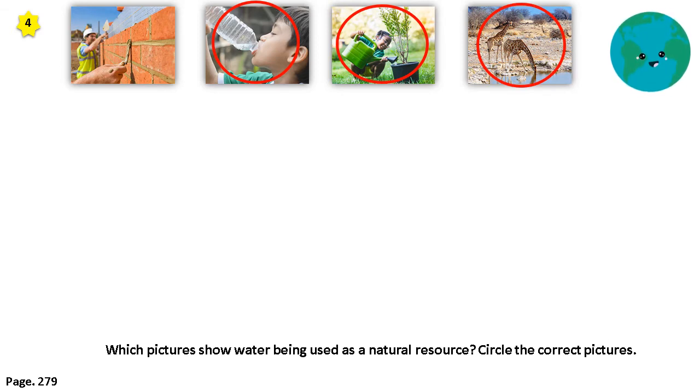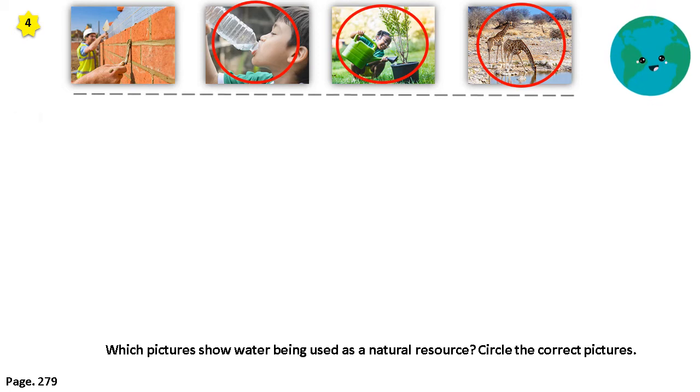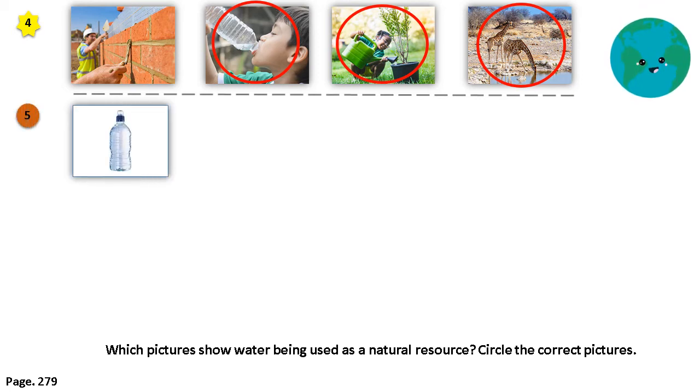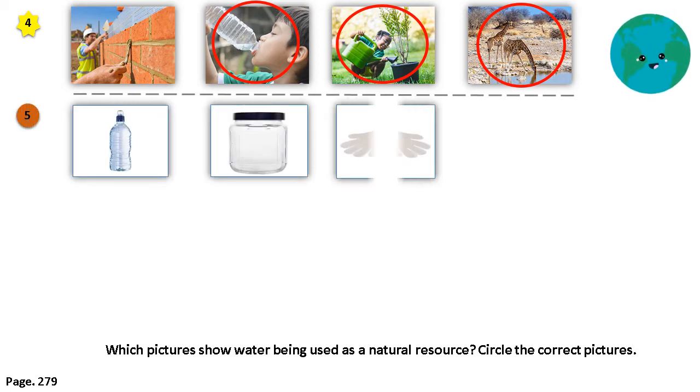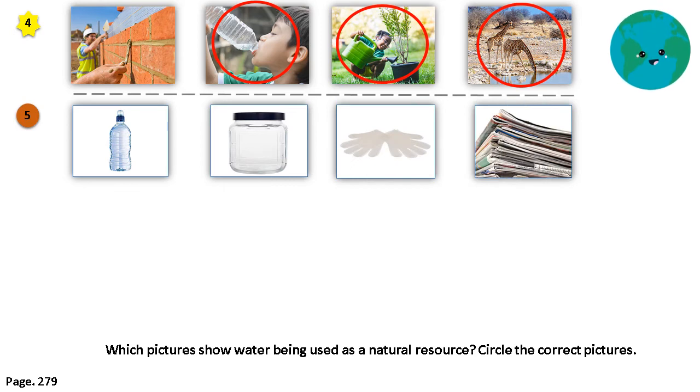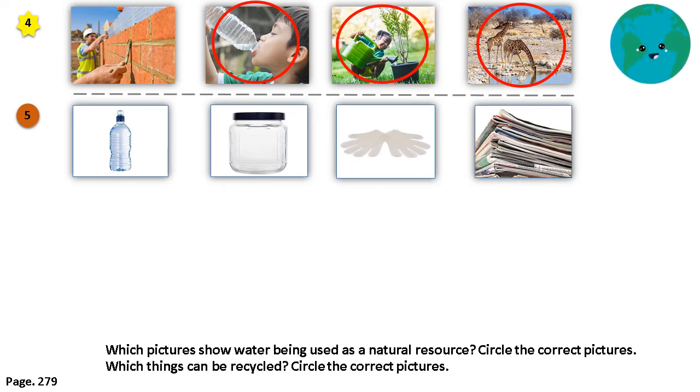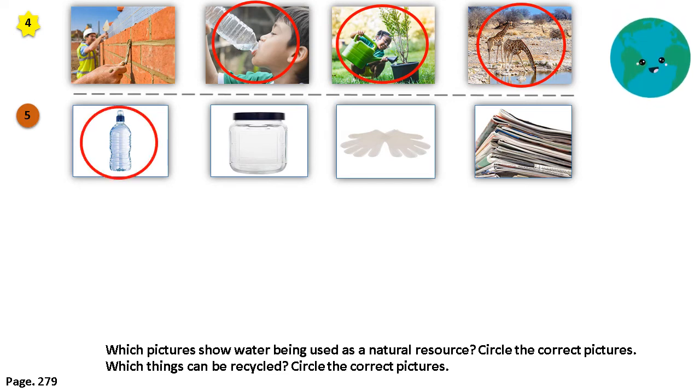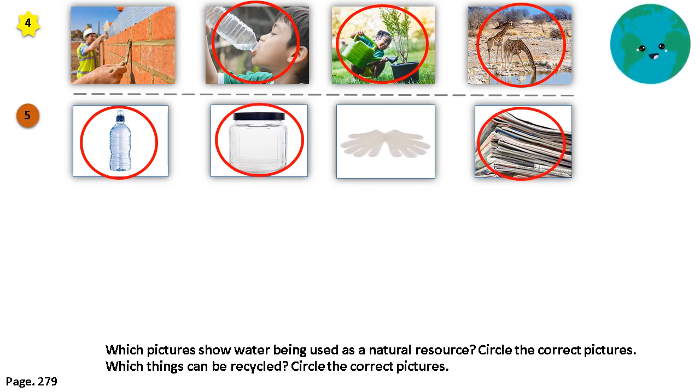from a pond. Now, for part 5. We also have 4 pictures in front of us. And our question is, which things can be recycled? Circle the correct pictures. Excellent! Let's circle the water bottle, the glass jar, and the stack of newspapers.